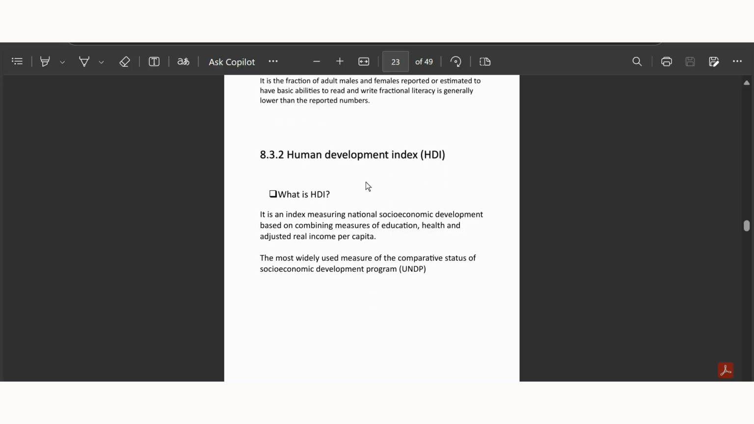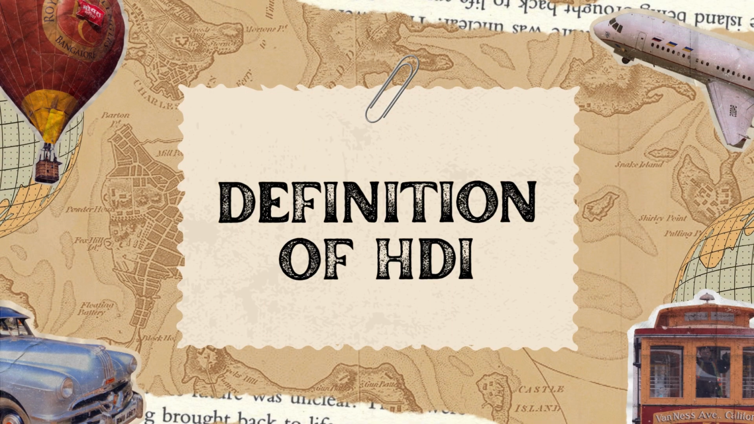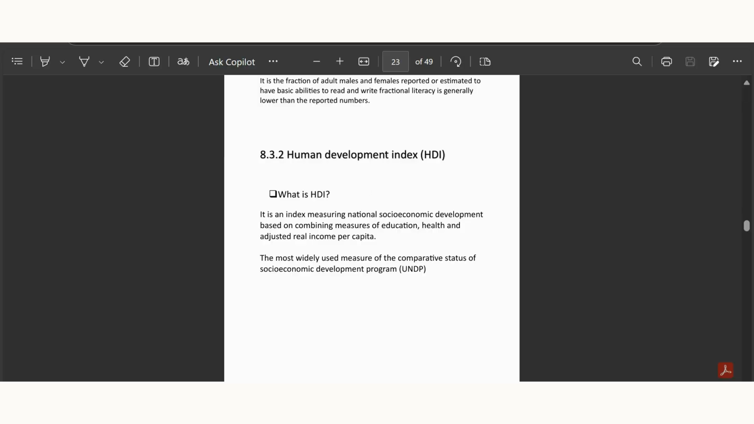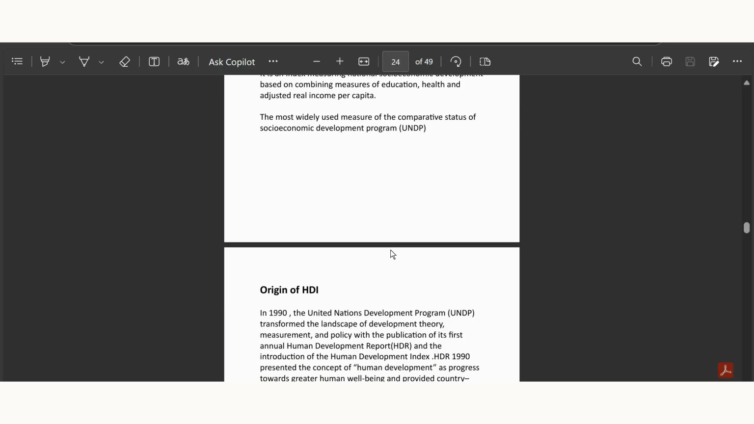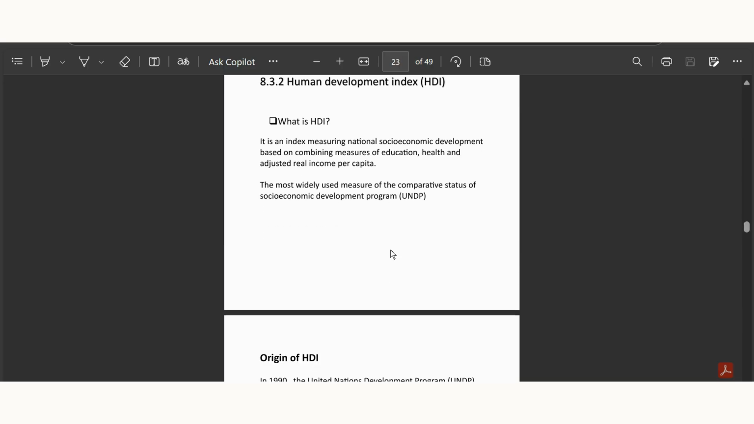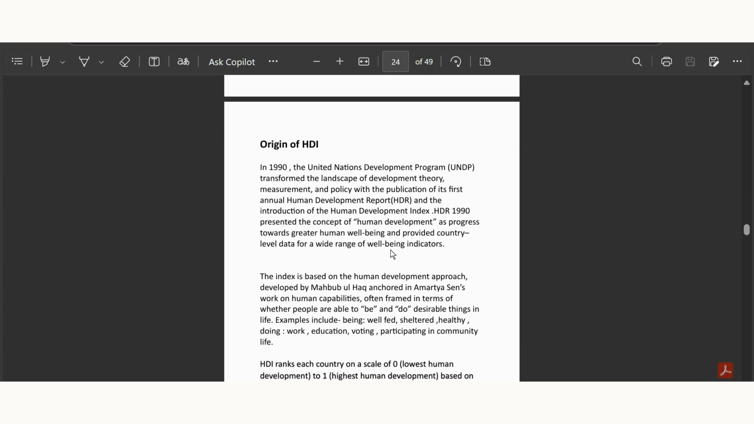First, let's talk about the definition of HDI. What is HDI? HDI is an index measuring national socio-economic development based on combining measures of education, health, and adjusted real income per capita. The most widely used measure of comparative status of socio-economic development, by UNDP. That was the definition of HDI. Right now, we will talk about the origin of HDI.